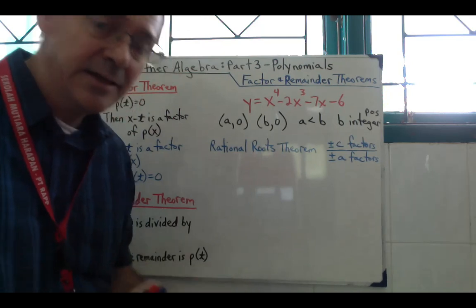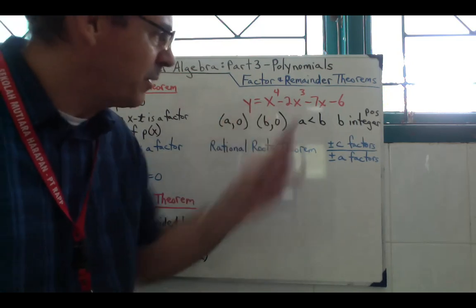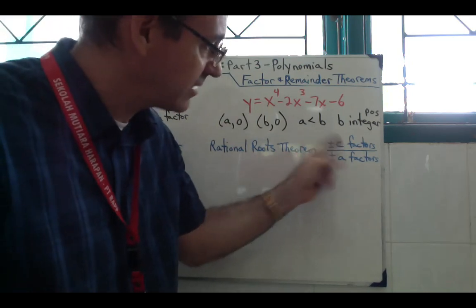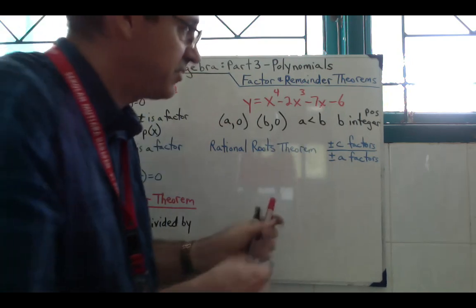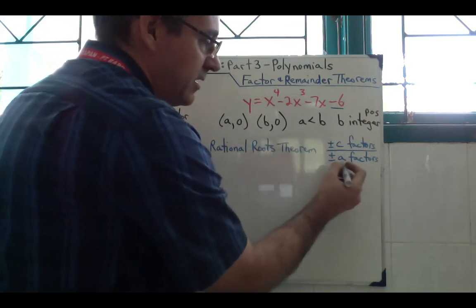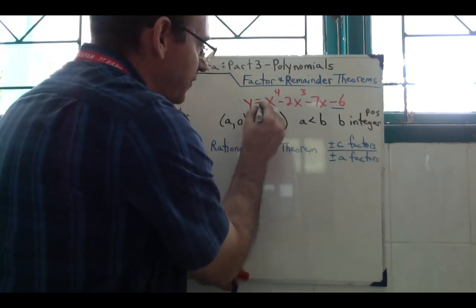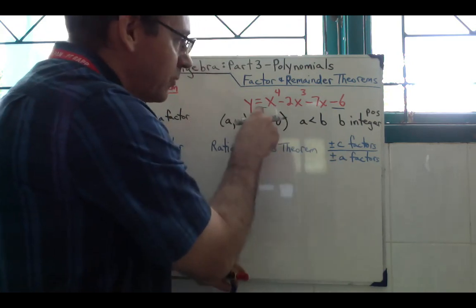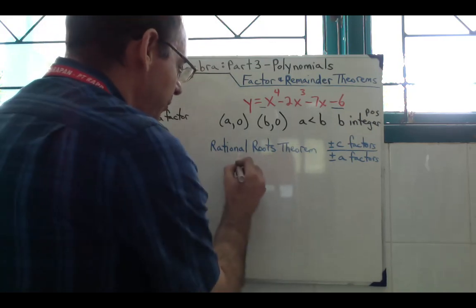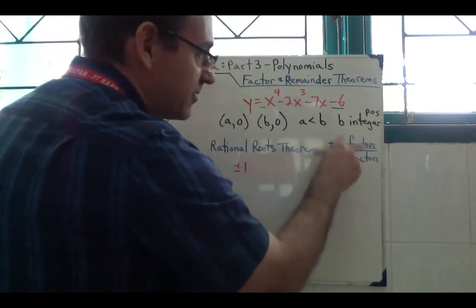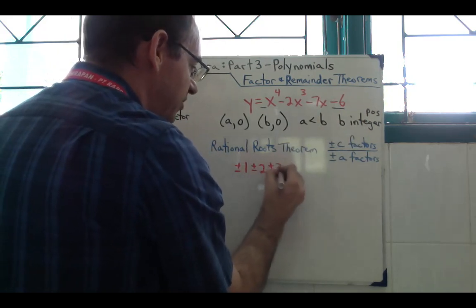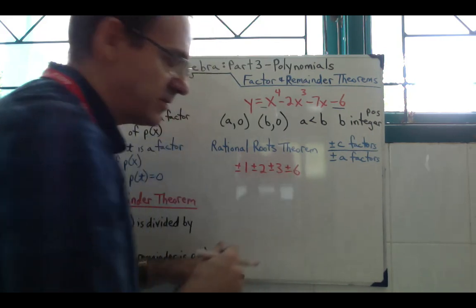So to find the rational roots from a polynomial, this is the theorem. You take the plus or minus factors of the constant, which is this 6 in the back, -6, and you divide it by the plus or minus factors of your lead coefficient, which is your A term, which is this understood 1. So what we're looking for are plus or minus 1, the factors of 6. So plus or minus 1, plus or minus 2, plus or minus 3, plus or minus 6. Those are the factors of 6.